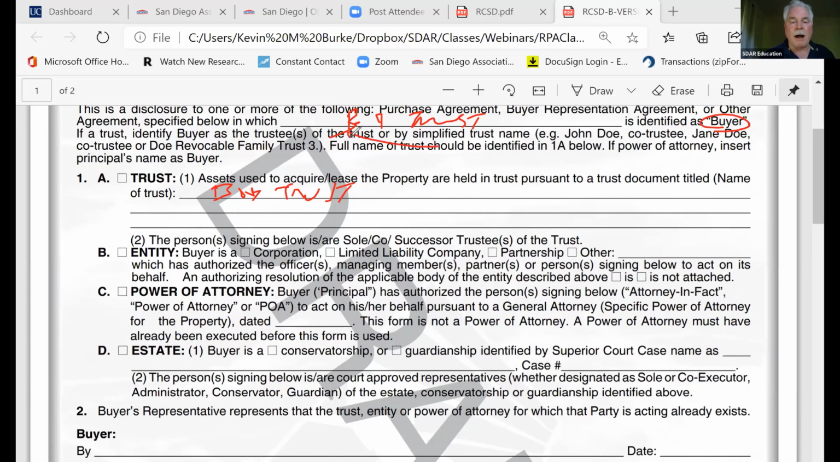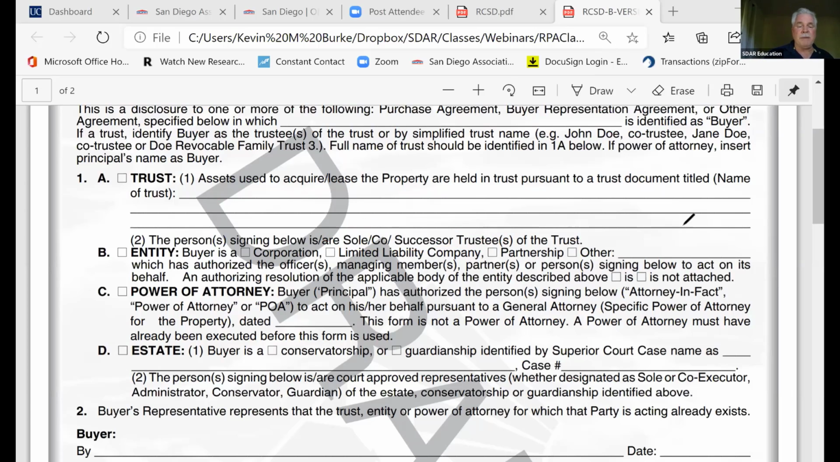So this would say Bob Trust. This would say Bob Trust dated, right? It'll have some other identifying characteristics to it, okay? So if I check that box, then I'm gonna have that information. I need to know that I have the name of the trust, the trust document, and then what that is going to be. It's very likely it'll have a date associated with it, okay? Then I'm going to have down here, person signing below is or are sole, co-successor trustees of the trust, one or the other. I'm circling it. You don't have to. I'm just letting you know that that's what it is, okay?